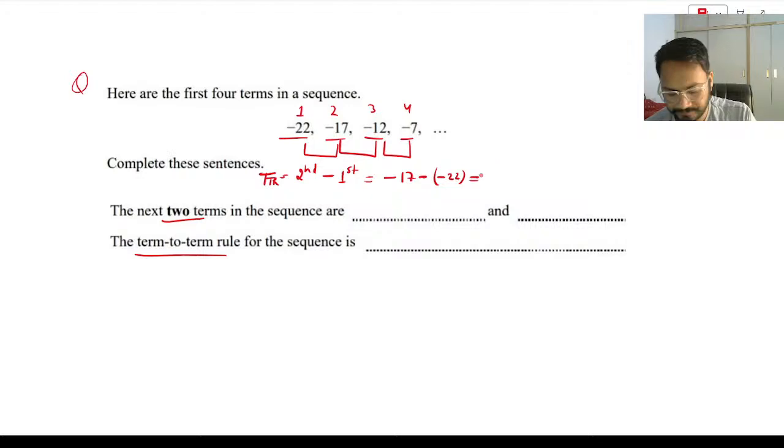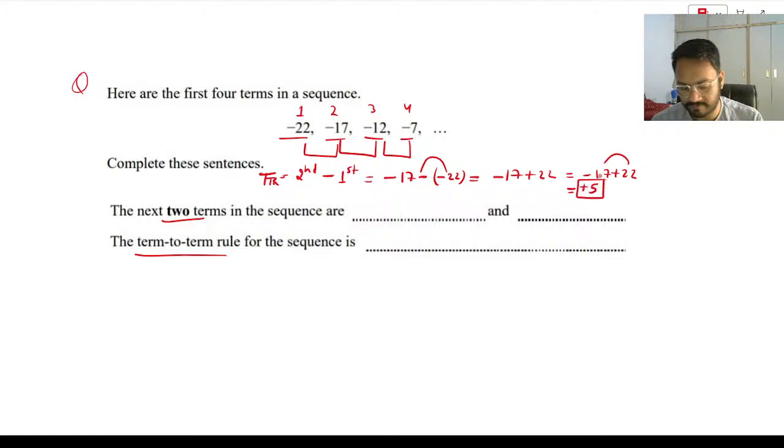So the term to term rule will be minus 17 plus 22, because minus minus becomes plus. So it will be 5. Lekhansh, it will be plus 5, right? So the term to term rule will be plus 5.